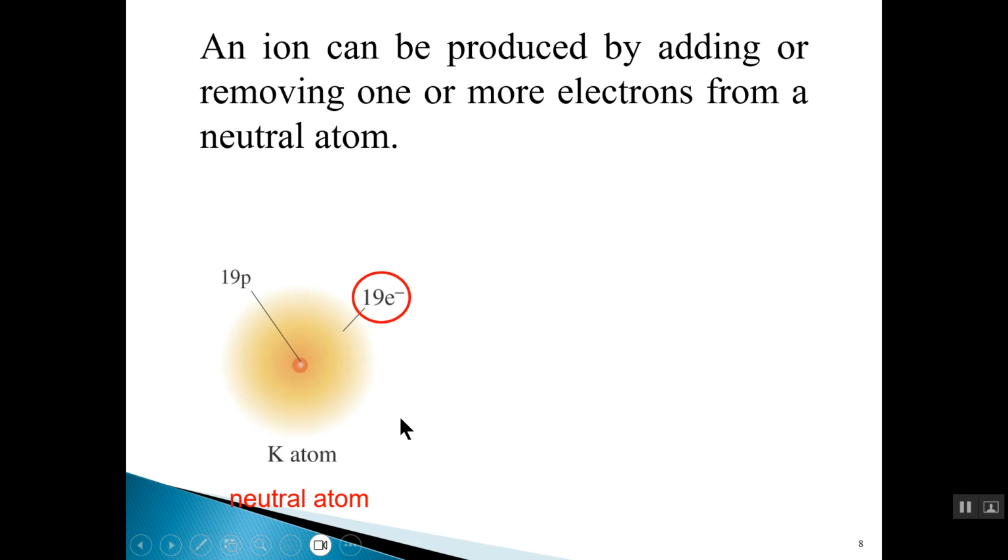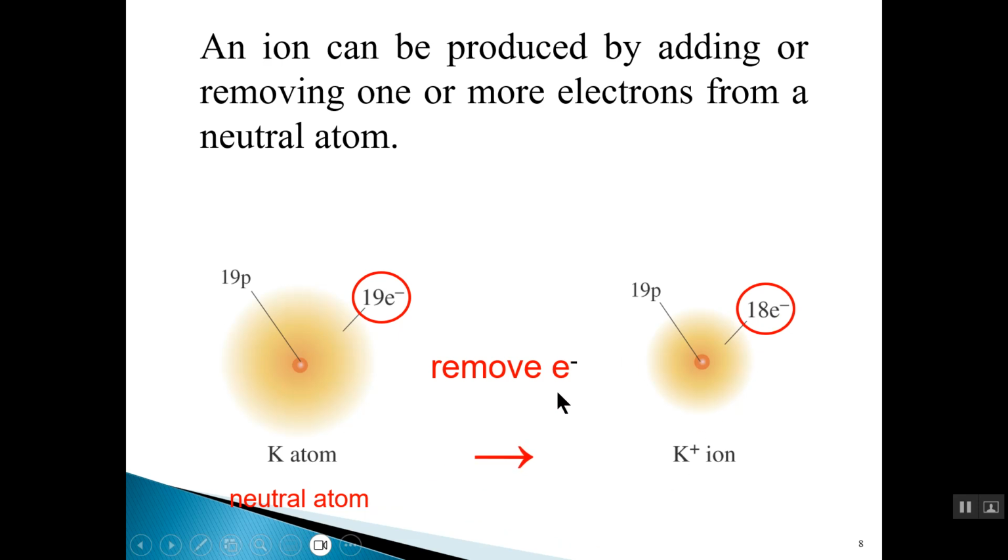Now, if you were to remove 1 electron from this structure, you're going to end up with 1 more proton compared to the number of electrons remaining. The resulting species, which is now an ion, will have an overall +1 charge because you have 19 positive charges and 18 negative charges, so 19 minus 18 gives you +1. Therefore, we call this the potassium ion. Generally speaking, species that have a positive charge are called cations. So cations are basically positive ions.